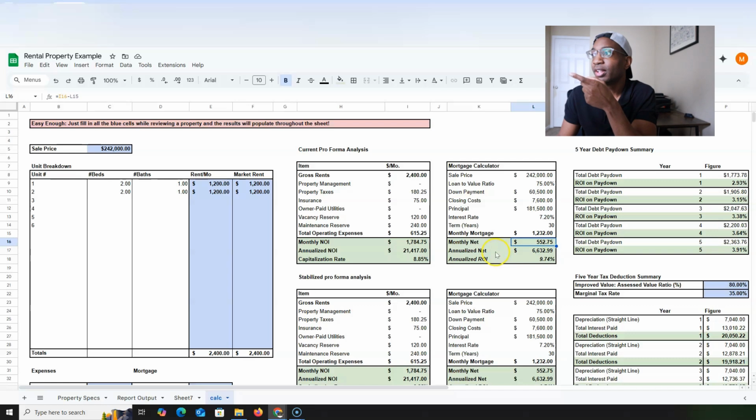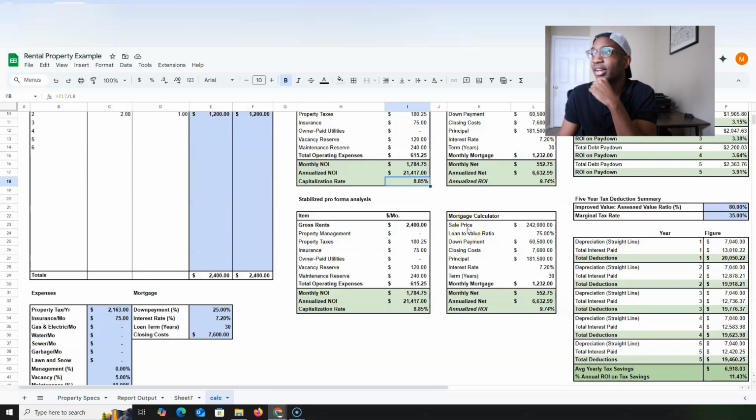And so you got an annualized net of this amount and annualized ROI of 9.74, which is really good for rental property. And cap rate of 8%, 8.8, almost close to 9% in today's market is actually really good. And so this is essentially the calculator.